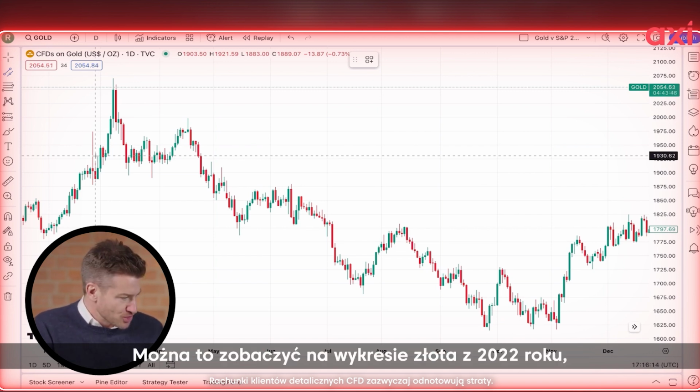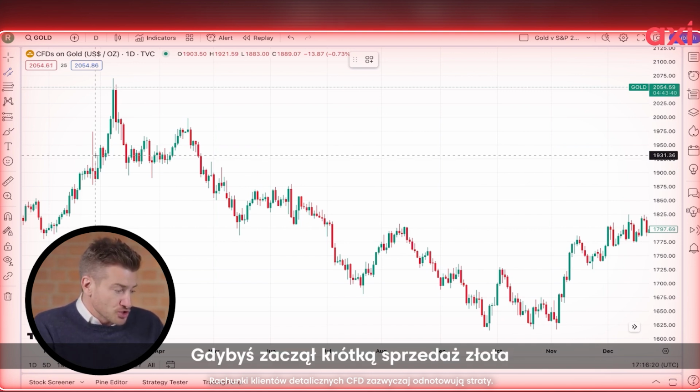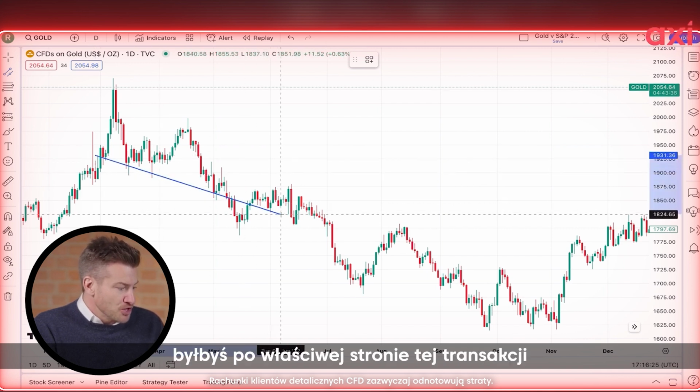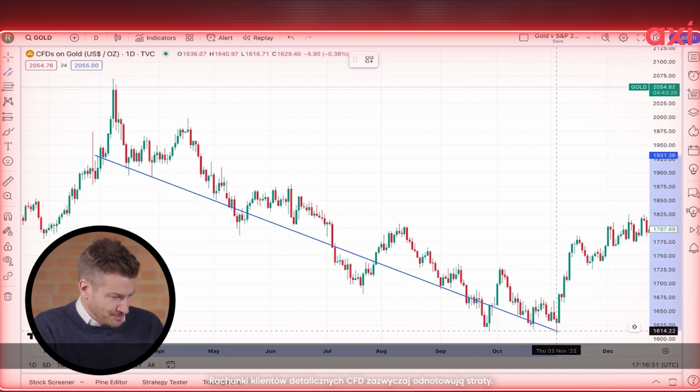This can be shown in this graph of gold from 2022 when the Federal Reserve started raising interest rates. If you'd started to short gold on the first increase in interest rates by the Federal Reserve, you'd have been on the right side of this trade for over 20% in the next 8 months.